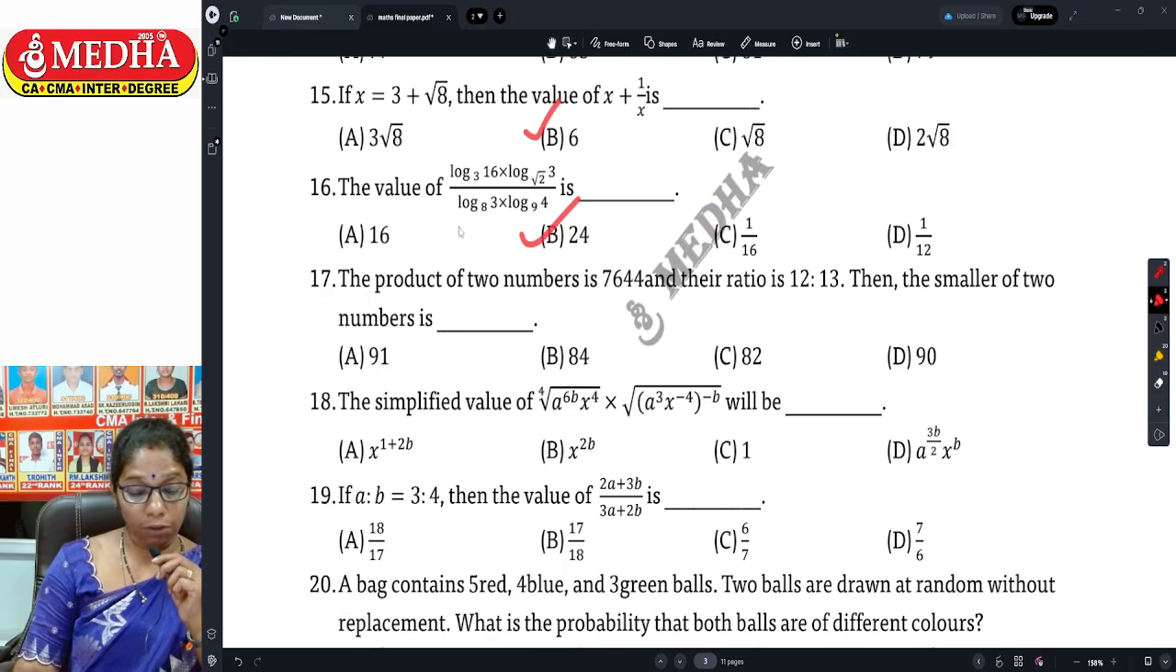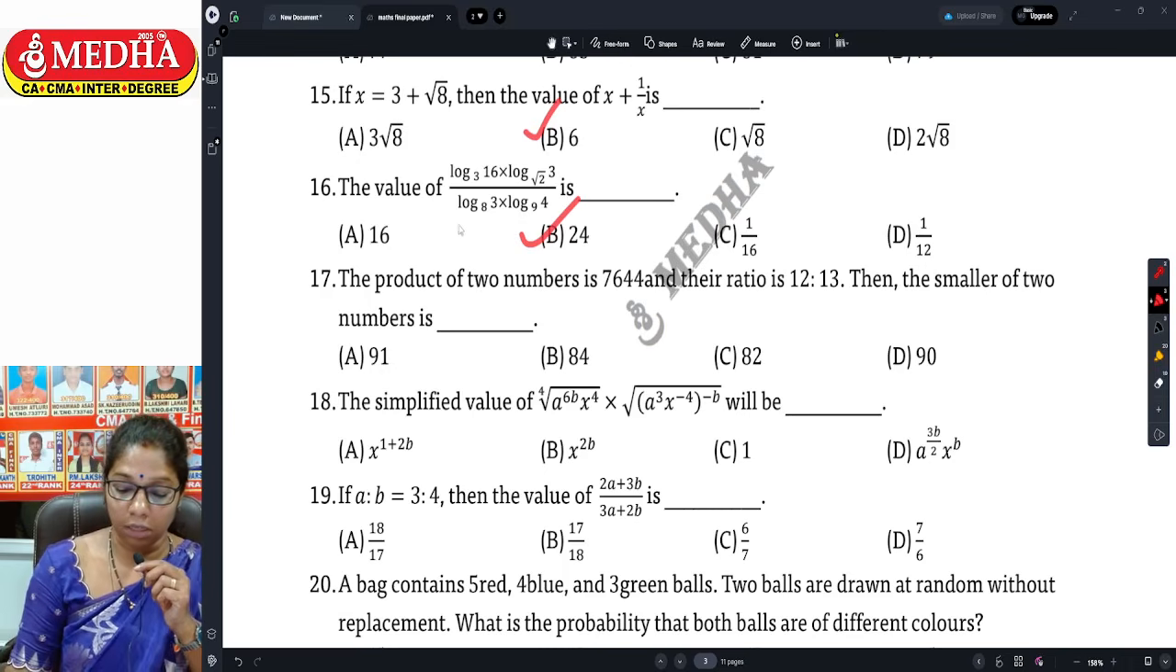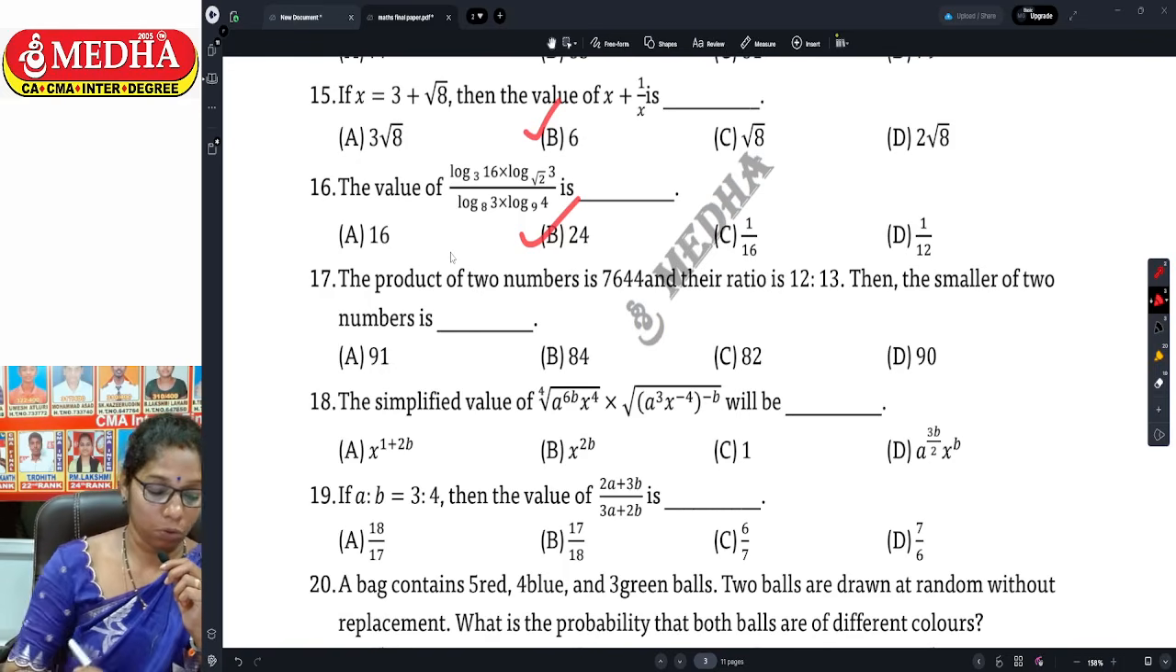The product of two numbers is 7644 and the ratio is 12:13. Then find the smaller of the two numbers. What is the smallest number from these two?